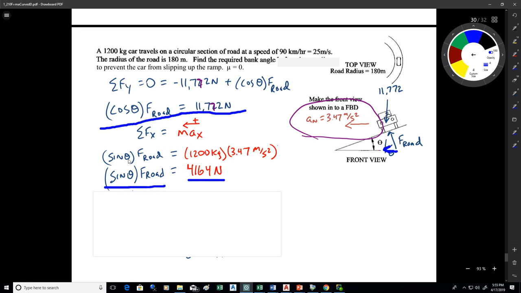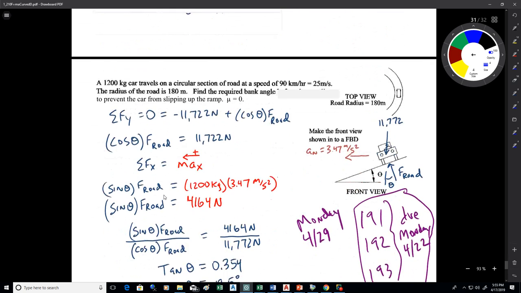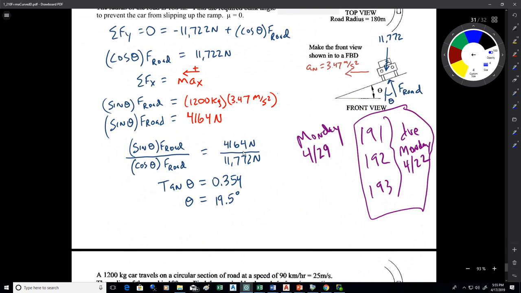Unfortunately, I've got some trig in here, which makes that a little bit difficult to solve. But there's a nice little trick I can use. What I can do is just divide the equations. I can take sine theta F road is 4164, divide that by the cosine theta F road, and divide the 4164 by the 11,772. And then what I get is these F roads just cancel. And what I get is sine theta over cosine theta, and that's tangent theta, and that's 0.354. So that angle for no friction should be 19.5 degrees. Okay. All right. So that's how I could work that out.